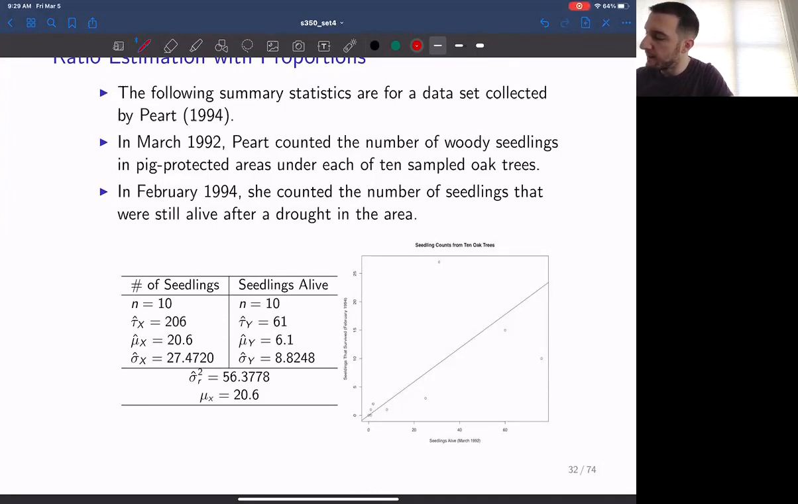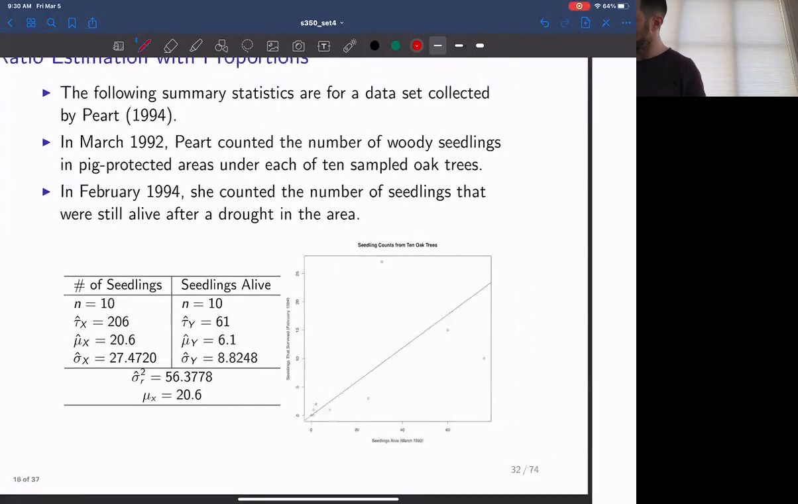Then in 1994, when she went back and counted how many seedlings survived after the drought, you can see here that we have a total of 61, and now you have 6.1 seedlings per tree on average. The average is an alternative way of looking at the problem. You have 6.1 per tree, but in total there are 61 seedlings alive, and that isn't evenly distributed across each of the trees.